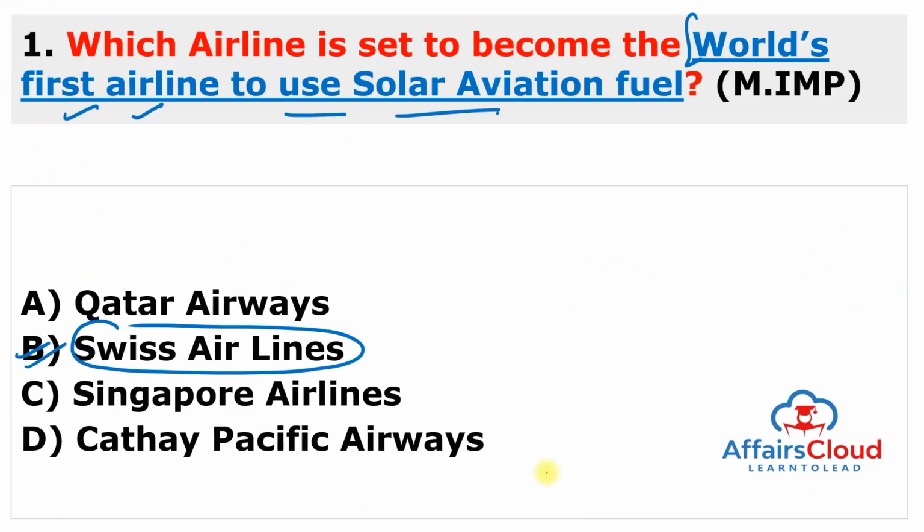So this is very, very important. So the answer of this question is Swiss Airline, and it becomes the world's first airline to use solar aviation fuel. And you can also remember that Swiss is Switzerland's largest airline, which is operating one of Europe's youngest and most fuel efficient aircraft fleets. So the answer of this question is B.